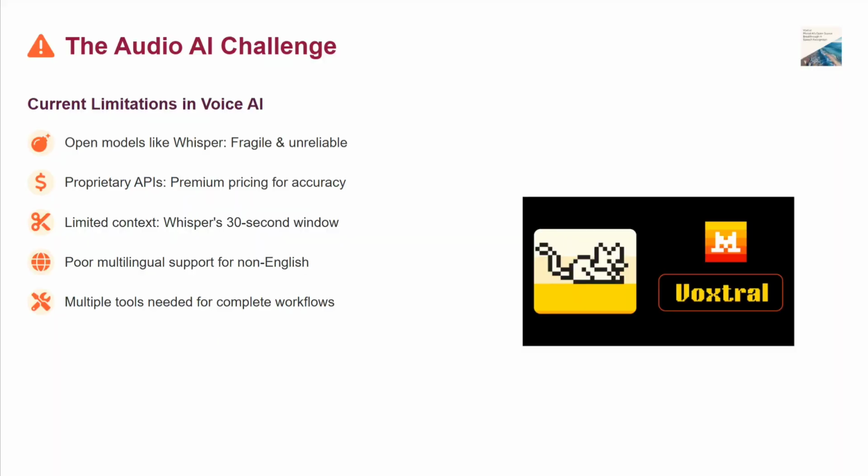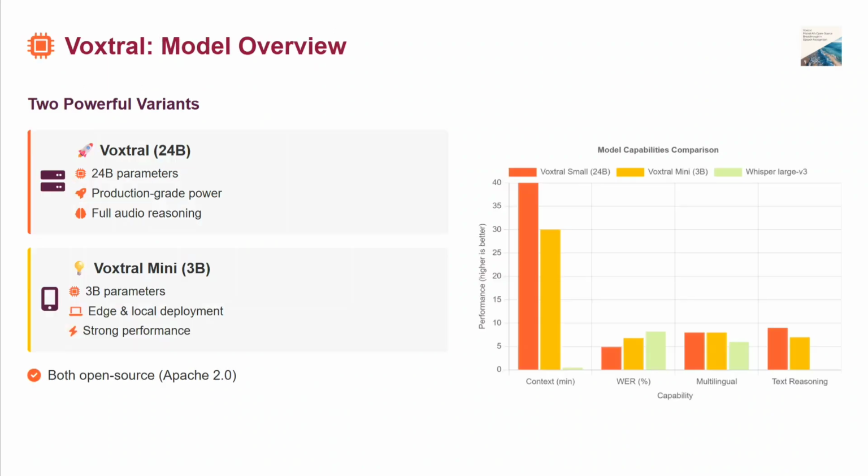So what are the audio AI challenges? Basically, open source models like Whisper are fragile and unreliable. Proprietary APIs are present. Limited context, I think it is a big limitation that models like Whisper and even Parakeet by NVIDIA have a window of just 30 seconds, which is very less. Poor multilingual support for non-English. I think this is also an important challenge with existing speech-to-text models. And multiple tools needed for complete workflows. This is also something that I agree with.